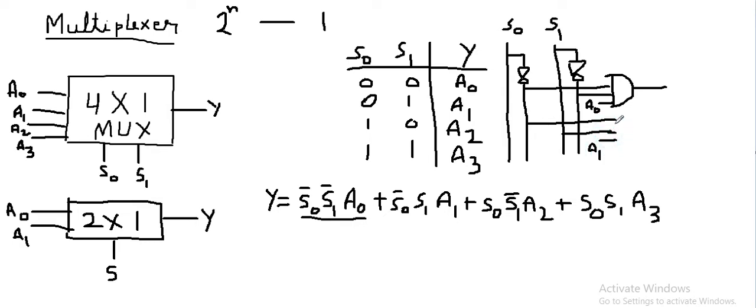These all are fed to the AND gate because we know that this is an AND operation, because these are the dot there, right? S0 dot S1 dot A0, and these all four are connected to the OR gate, because plus operation is nothing but your OR gate.